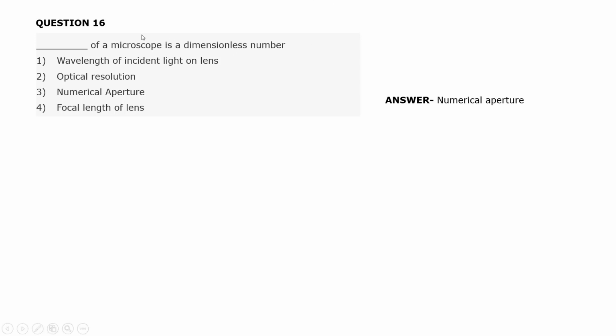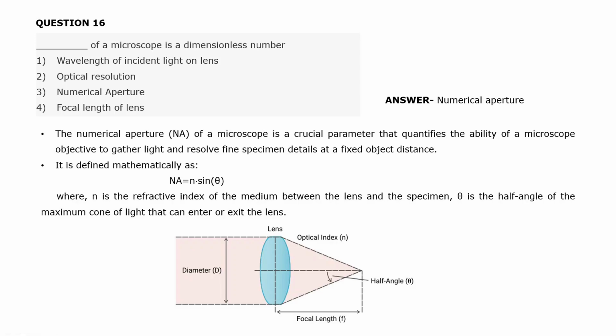You're right. The numerical aperture of the microscope is a dimensionless number because it is a multiplication factor of the refractive index. The refractive index is the ratio of the refractive index of medium number 1 to that of medium number 2, that is from the specimen to the objective lens that you are looking at. So that is n, times sin theta. Sin theta is basically an angle, so that is a unitless quantity.